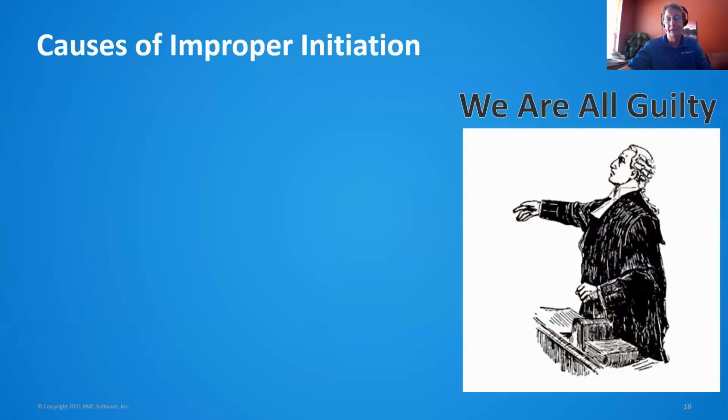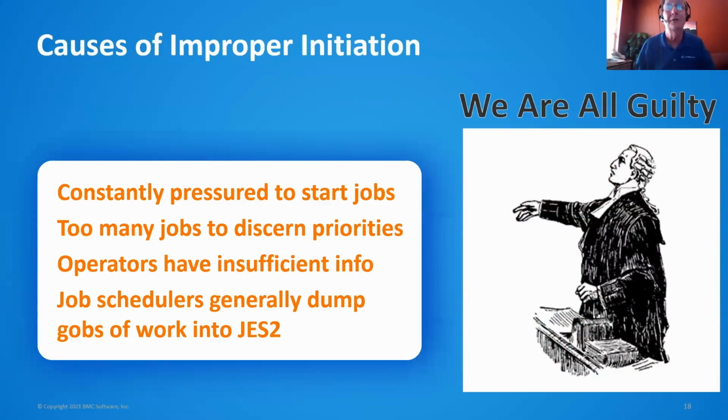Which leads to my last cause of improper initiation, and we're all guilty of this. There's a constant pressure to start jobs. Operators are pressured. The phone rings, bosses get that into execution, they're complaining, all kinds of reasons like that. And there's too many jobs to discern priorities. The operators can't do it. I mean, they're human beings. They don't have the info, the time, the brain power. Only automation would be able to do it properly. Job schedulers dumping work, like I mentioned before, all these things cause problems.